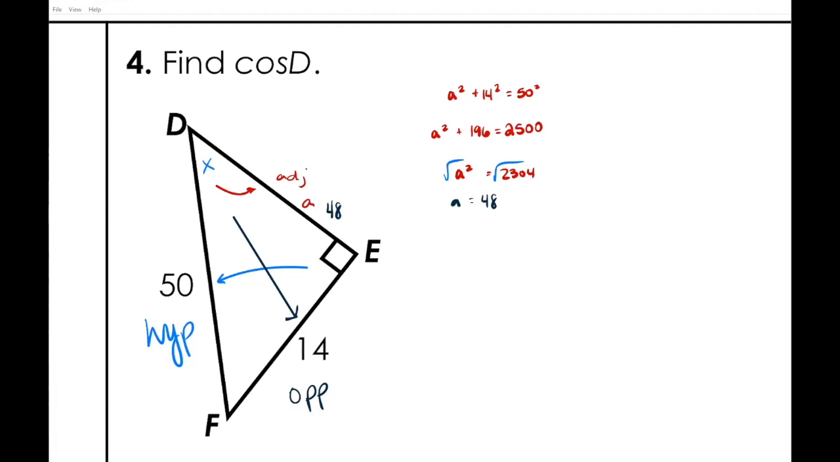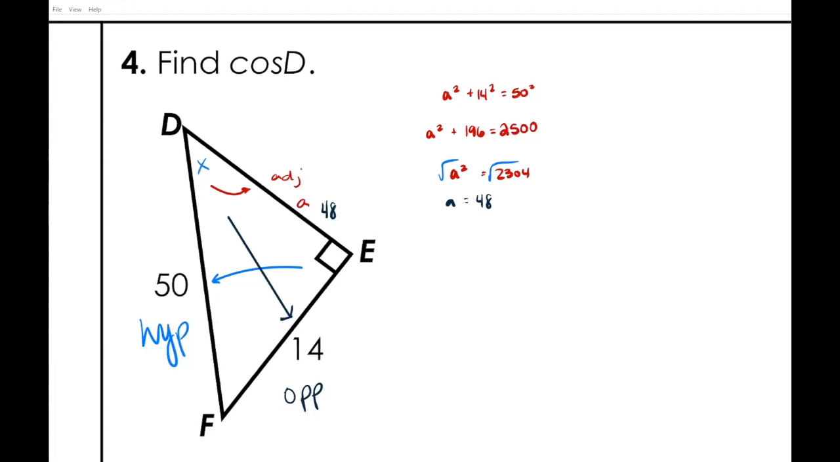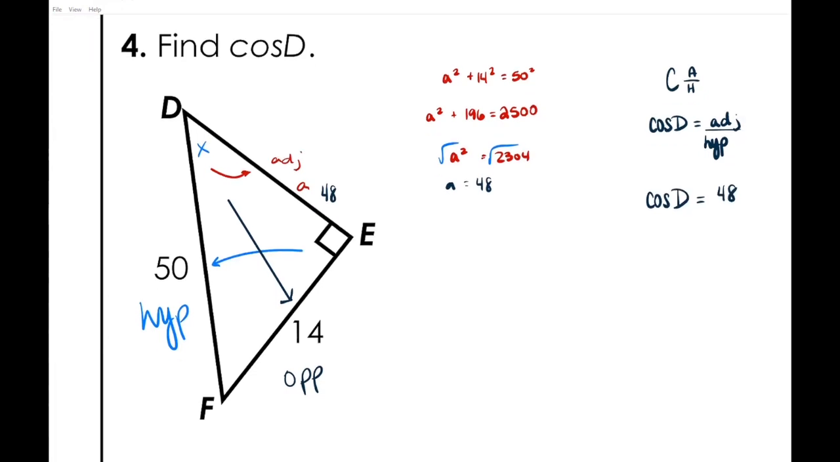Now that we've got all of our sides, we can go ahead and use our trig to find the ratio of cosine of D. So remember, cosine is adjacent over hypotenuse. So cosine of angle D is the adjacent side over the hypotenuse. So cosine of D is 48 over 50. And then if it can reduce, we're going to go ahead and reduce it. And there's that Pythagorean triple we're used to seeing, 24 over 25.